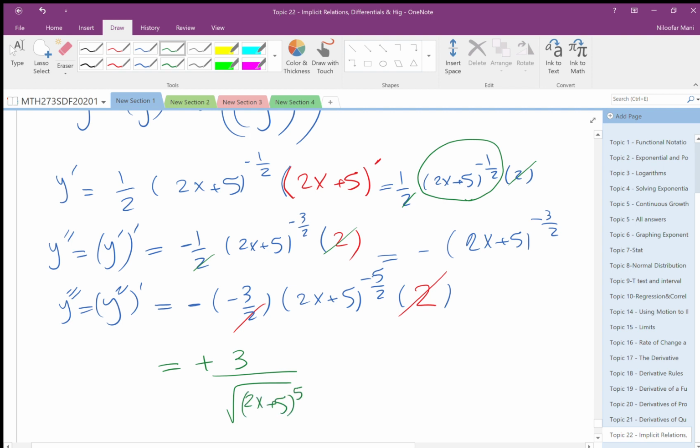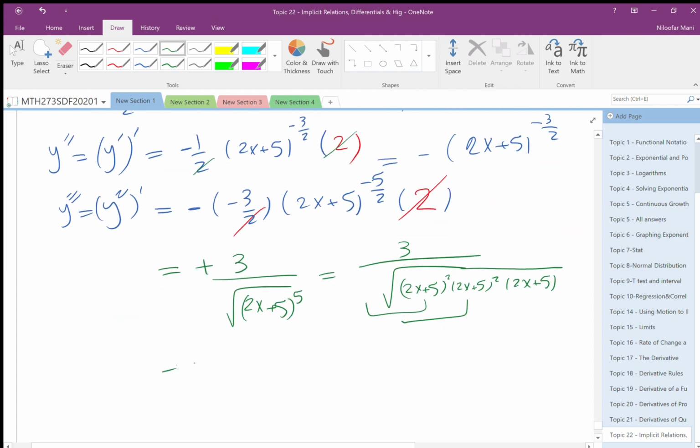Okay, here you can simplify. See, you can say it's 3 over 2x plus 5, this times 2x plus 5, this times 2x plus 5, yes, and then I can bring this out, so I can say the answer is 3 divided by 2x plus 5.